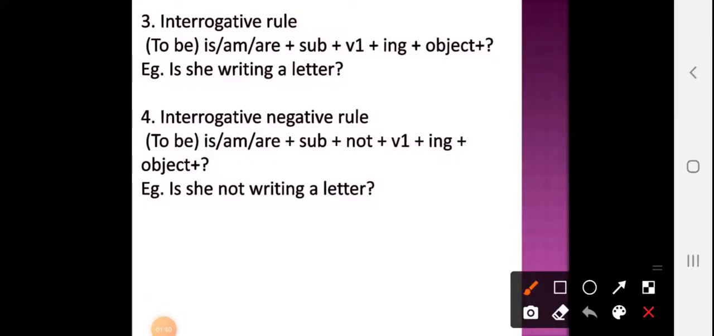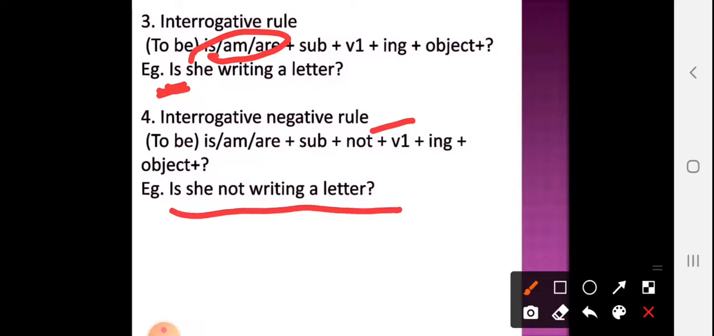Now, how do we convert these kinds of sentences into interrogative form? Interrogative means a question. You need to remember the helping verbs that are present in present continuous sentences, that are is, am and are. When you convert these sentences into interrogative, you start the sentence with the helping verb that is present in the sentence. She is writing a letter. When you convert it into interrogative, is will come at the beginning. Is she writing a letter? Right? And if you make an interrogative sentence of a negative sentence, then: is she not writing a letter?